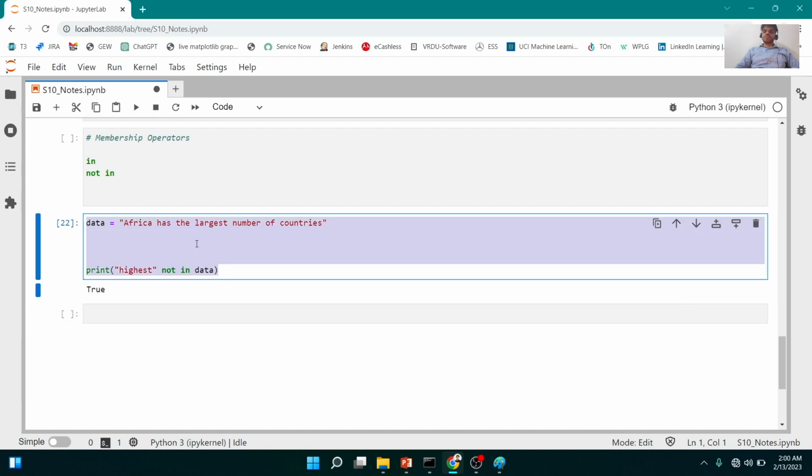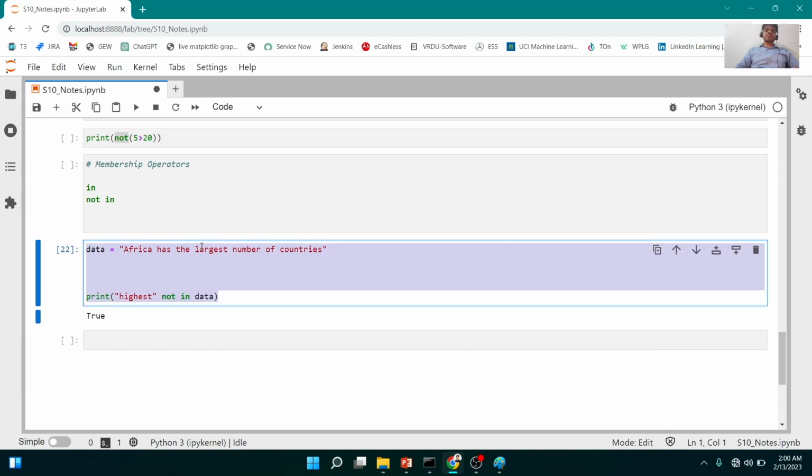So this is how the membership operators work. It's in and not in.